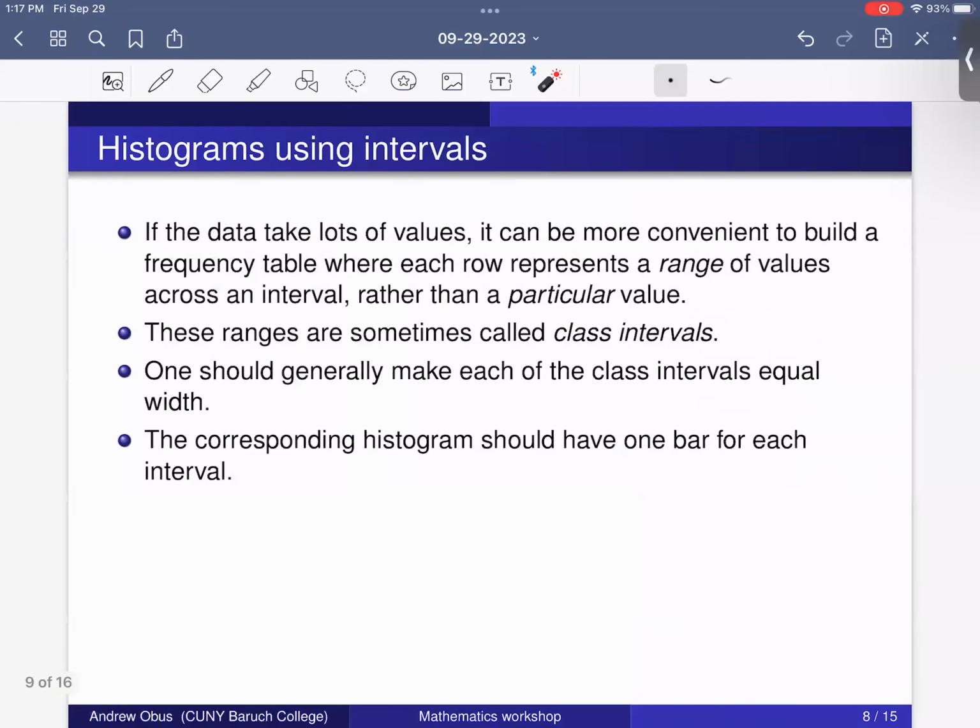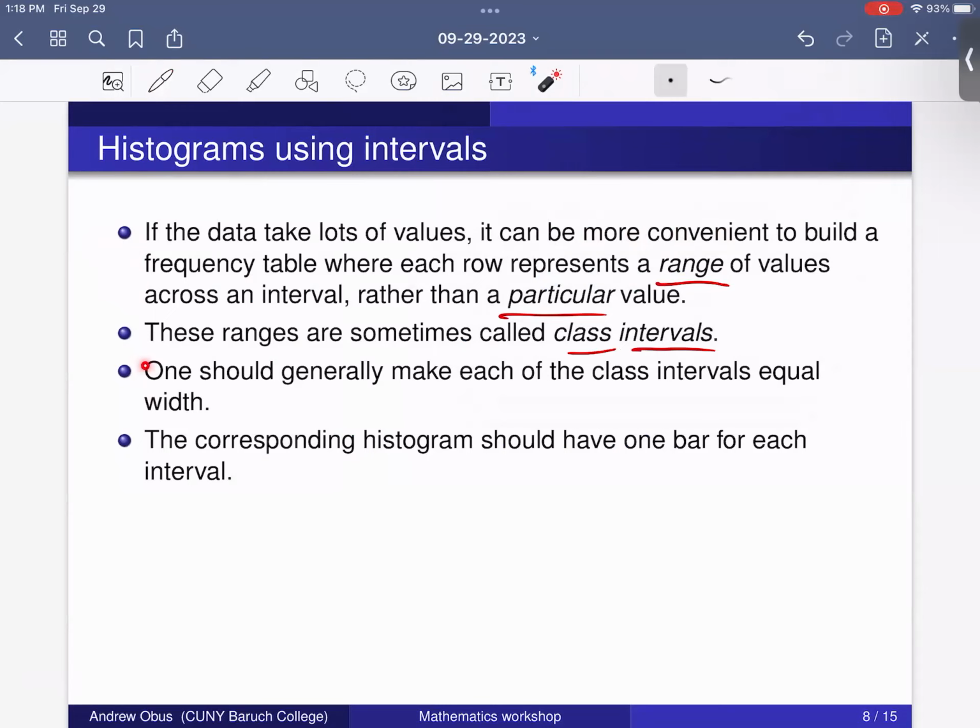Okay, so now if data takes lots of values, it can be more convenient to build a frequency table where each row represents a range of values across an interval instead of a particular value, because there might be just too many different values. If you did a different line in your frequency table for every possible value, then your table would be too big and it wouldn't give you any useful information. These ranges are sometimes called class intervals. You'll see them called that.